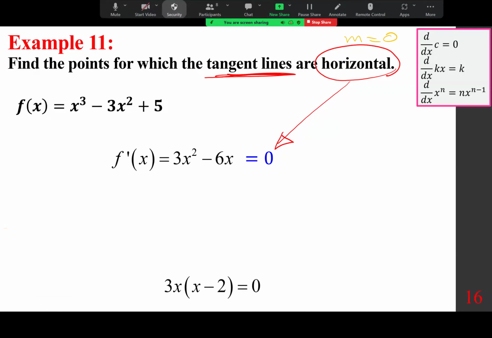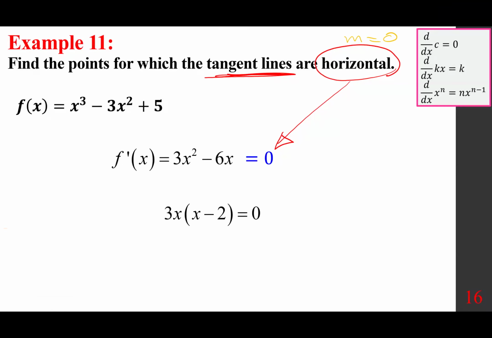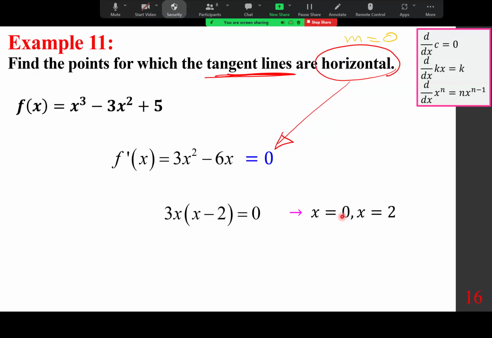That means you factor the 3x out. So 3x times (x minus 2) is 0. Therefore, either x is 0 or x is 2. It's important that we are looking for pairs. We should know we are looking for pairs.